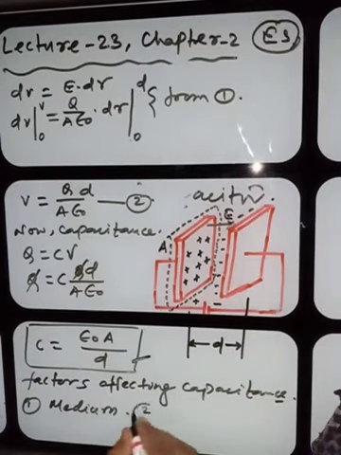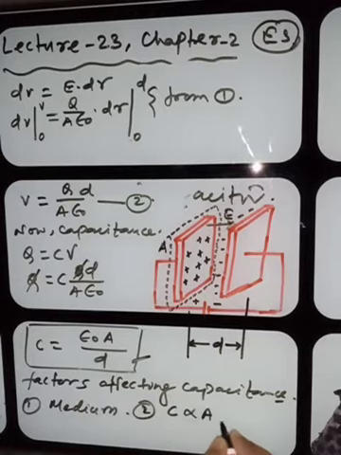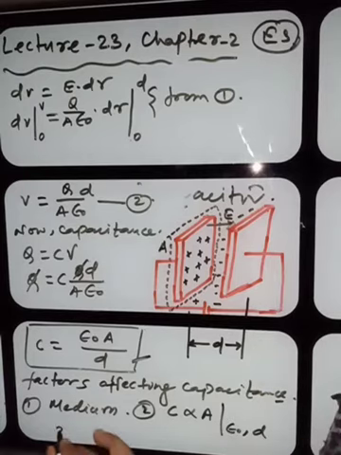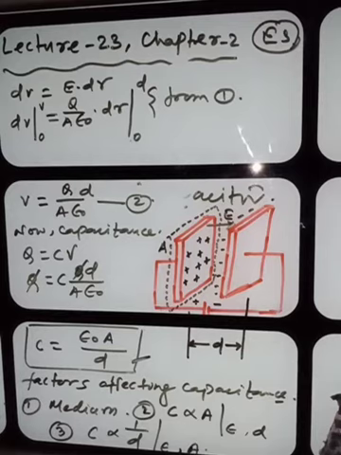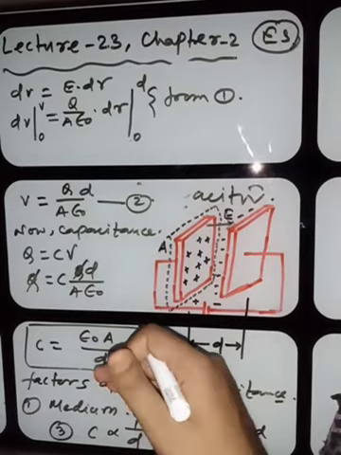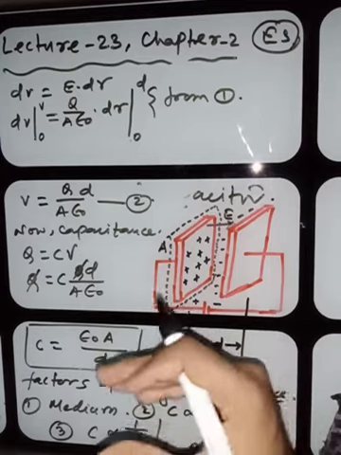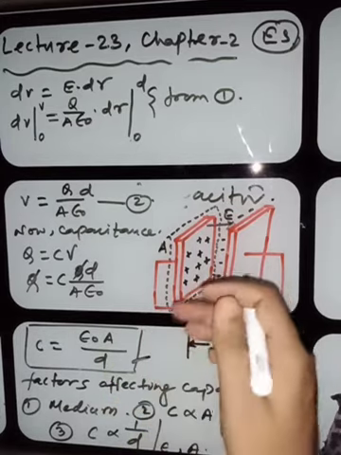We will study the second one. The second one is the area. So C, you can see here, is directly proportional to area, when epsilon naught is already constant and D is constant. Now the third one, C is inversely proportional to D, when epsilon naught, the medium, and the area are constant. So in this way, the capacitance of a parallel plate capacitor is affected by different quantities.